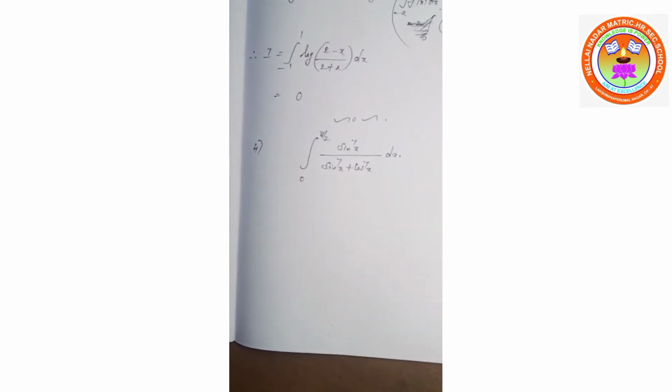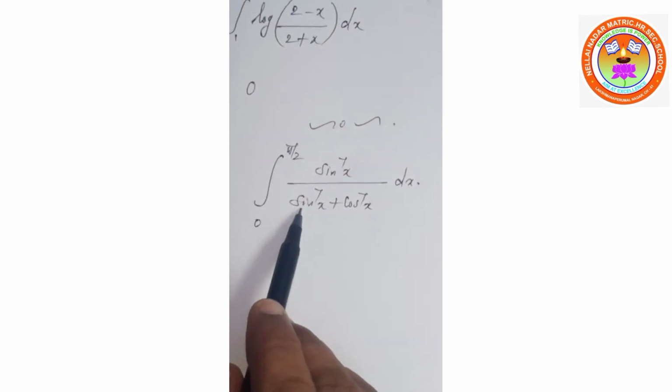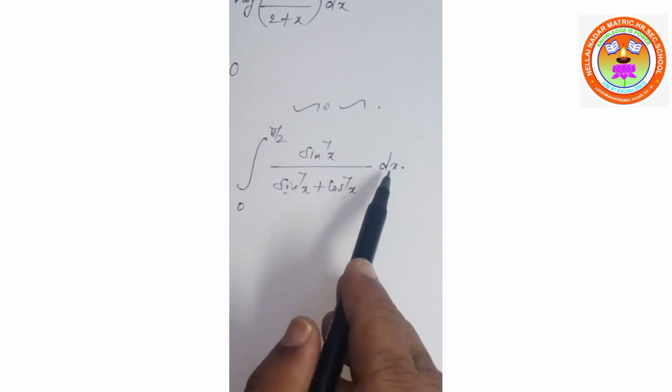Friends, this is Sivakumar, 12th Standard Business Mathematics and Statistics, Chapter number 2, continuation of exercise 2.8, problem number 4. Using the properties of definite integral, evaluate the integral 0 to pi by 2 of sin power 7x divided by (sin power 7x plus cos power 7x) into dx.